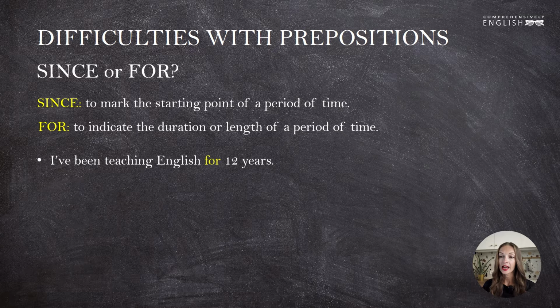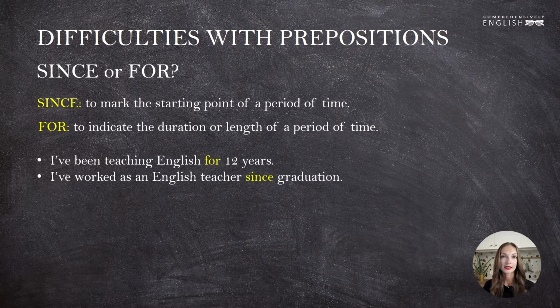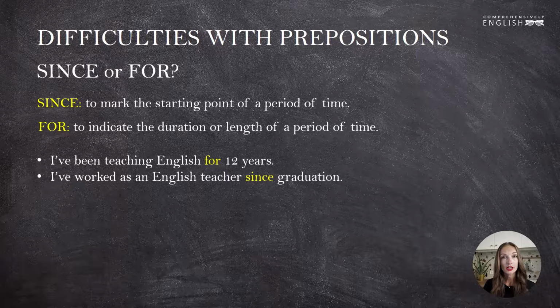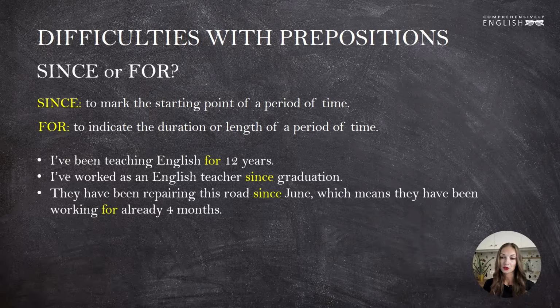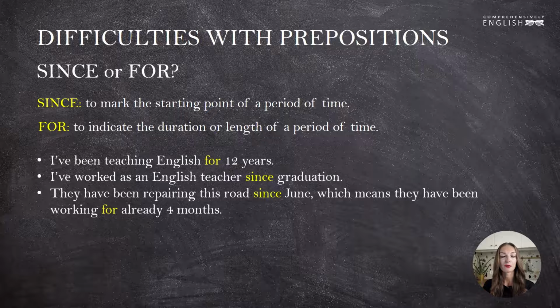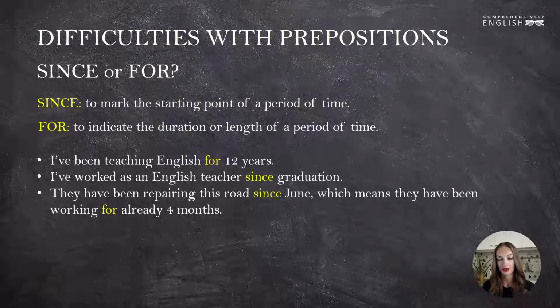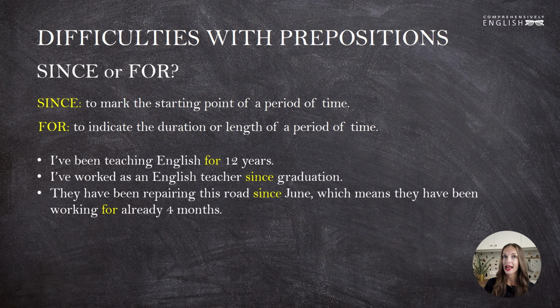For instance, we say, I've been teaching English for 12 years. For how long? For how many years? For indicates the duration of a period of time. I've worked as an English teacher since graduation. Since here marks the starting point of a period of time. They have been repairing this road since June, which means they have been working for already 4 months. Here we see both since and for. Since introduces the starting point of this period of time, and for shows us for how long the work has been going on.